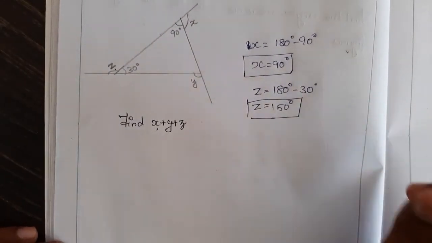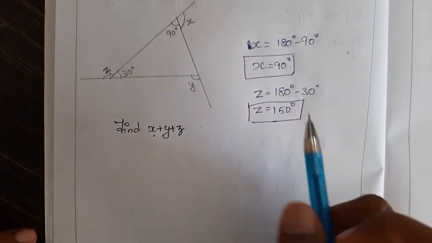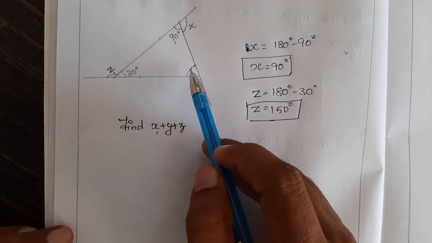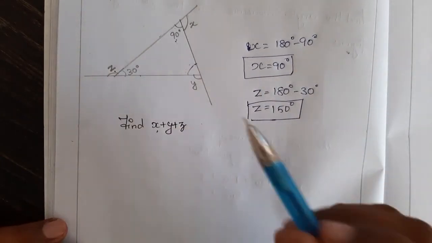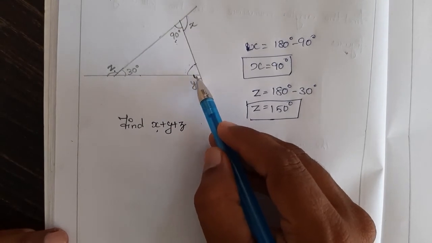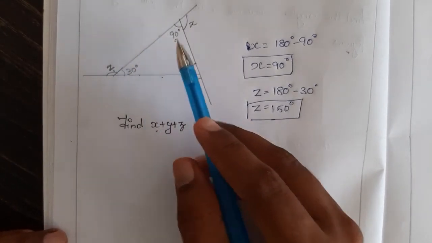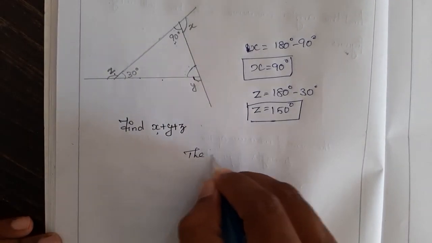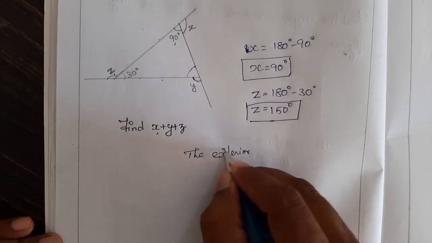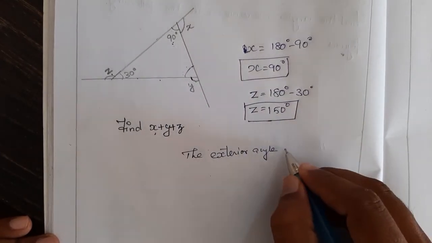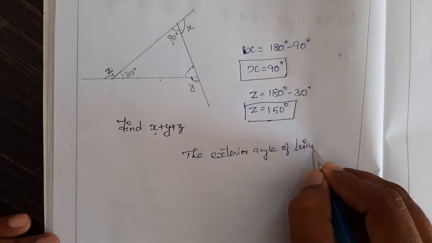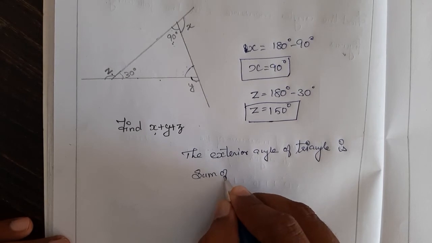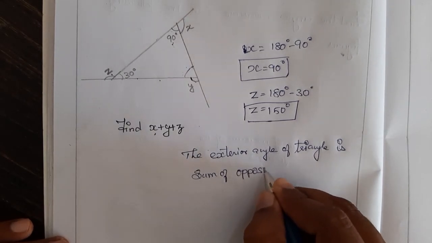What about y? How can we find y? We can find y in two ways. Either you can find this angle, because the interior angle sum property of a triangle is 180. Using that we can find this angle. Or else another way is that the exterior angle of a triangle is equal to the sum of the opposite interior angles. Do you remember that?